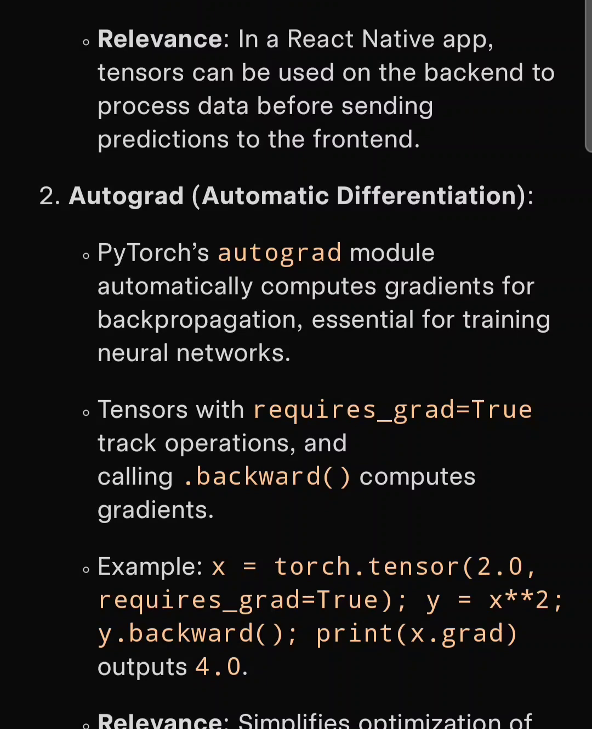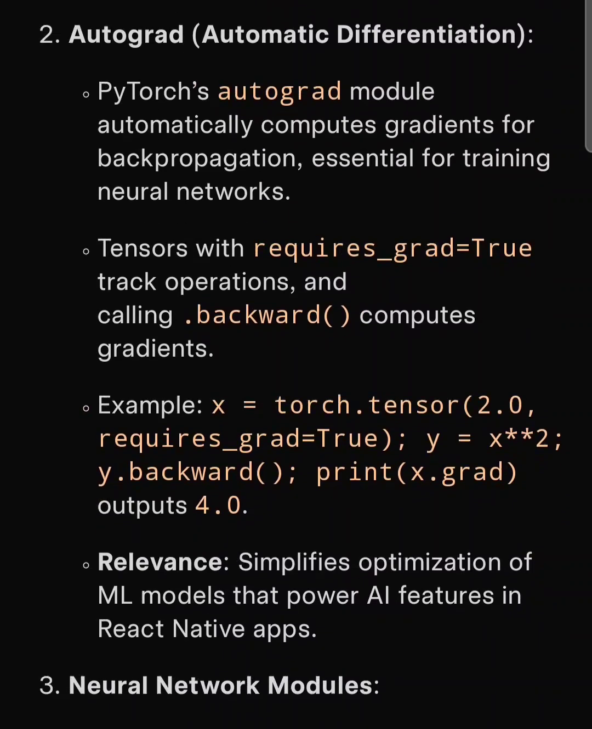So there is something called neural networks, and for training of those, we actually use autograd, or automatic differentiation. Over here, basically, in tensors there is a parameter called requires_grad that has to be either true or false in order for autograd to work. It tracks operations, and calling .backward computes the gradients.